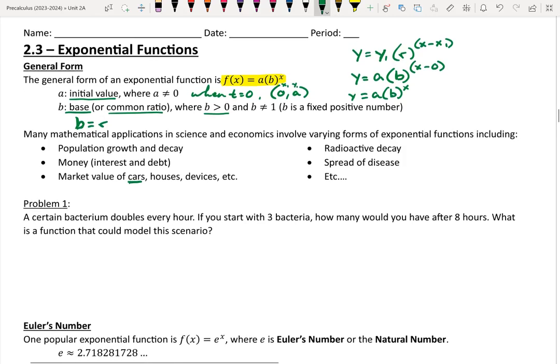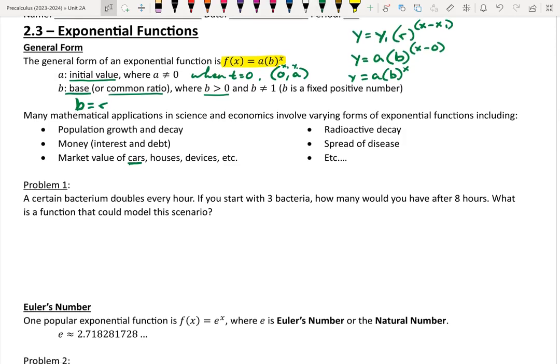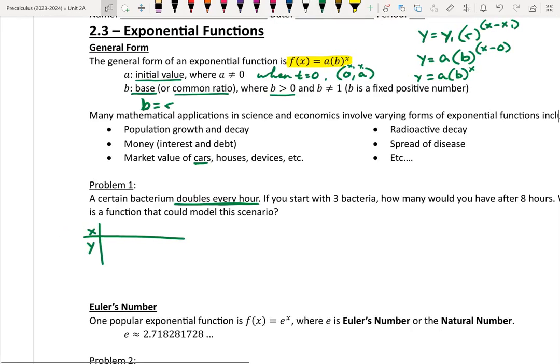So we're going to use our exponential functions to solve this problem that we have here. In this one, we have a certain bacterium that doubles every hour. So we have that happening every single hour. It says if you start with 3 bacteria. So I'm going to make a table and just see what's happening. So x and y. Our x value is going to be our time in days, and y is going to be the amount of bacteria.